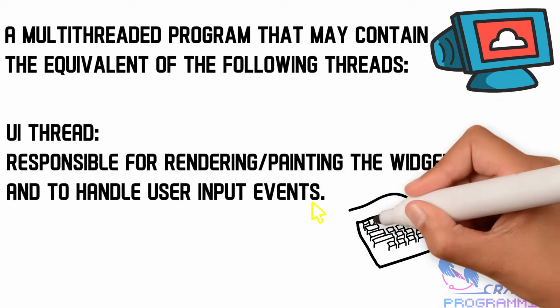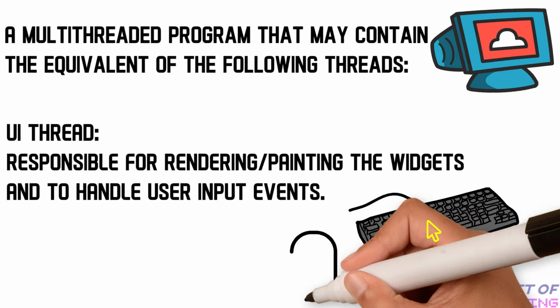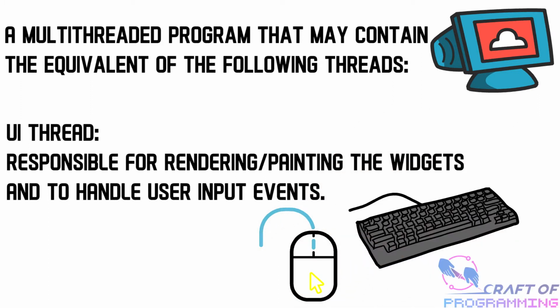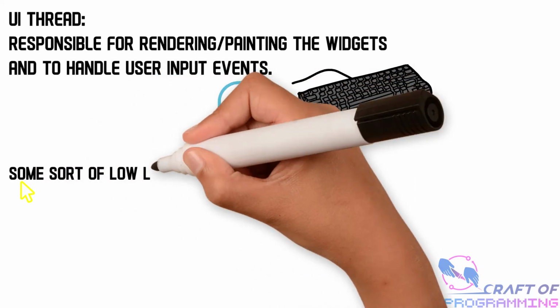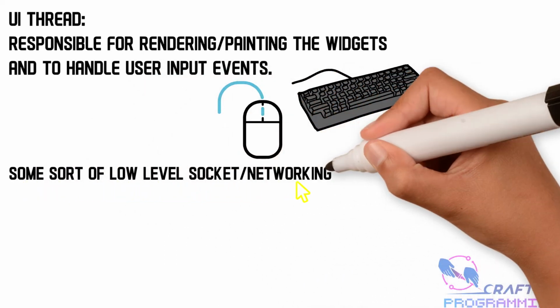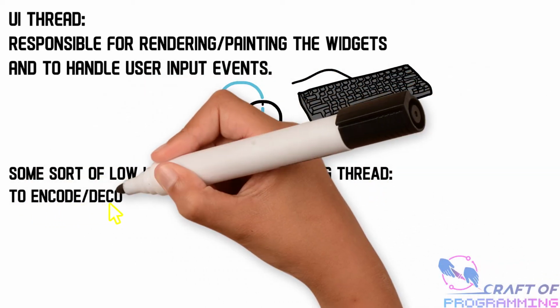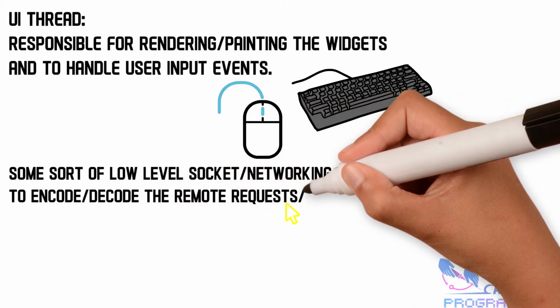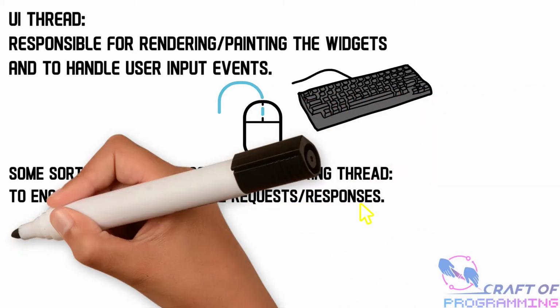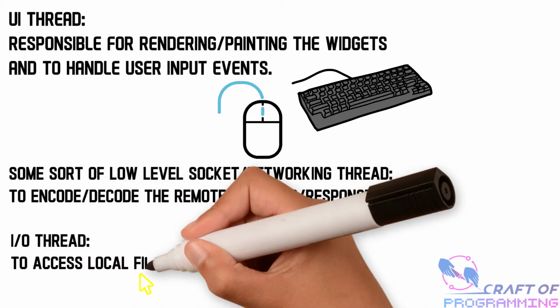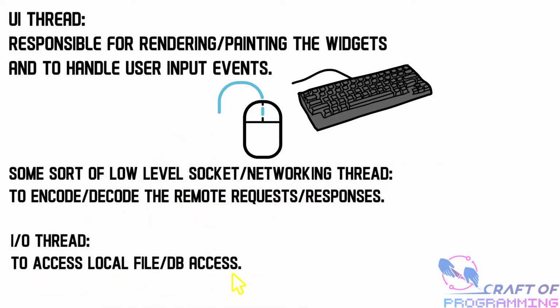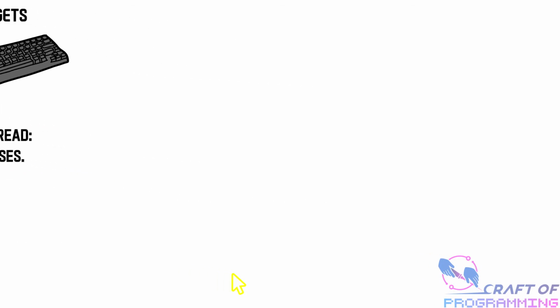These events will be the keyboard strokes as well as mouse button clicks, and you may have some sort of low-level socket or networking thread which is responsible to encode and decode the remote requests and responses. And you may have some sort of I/O thread which is responsible to, say, service local persistence, maybe user preferences to a local file or database access.